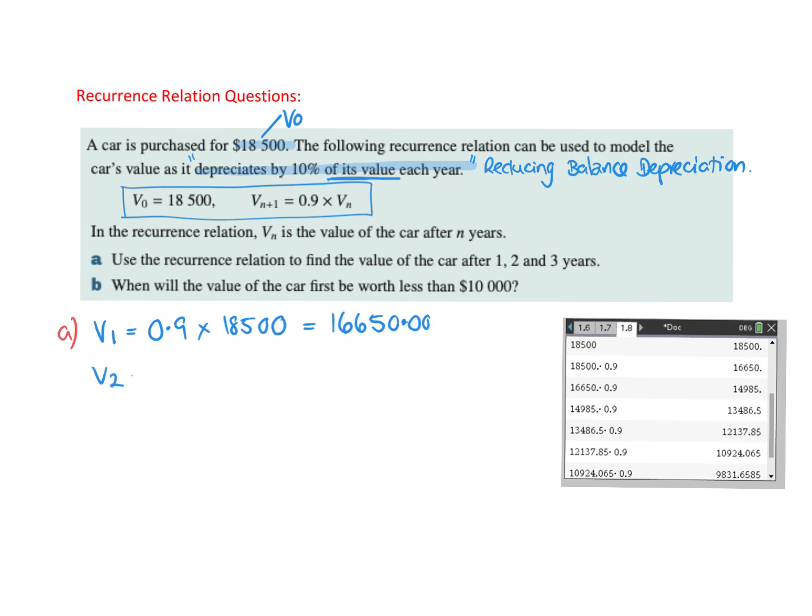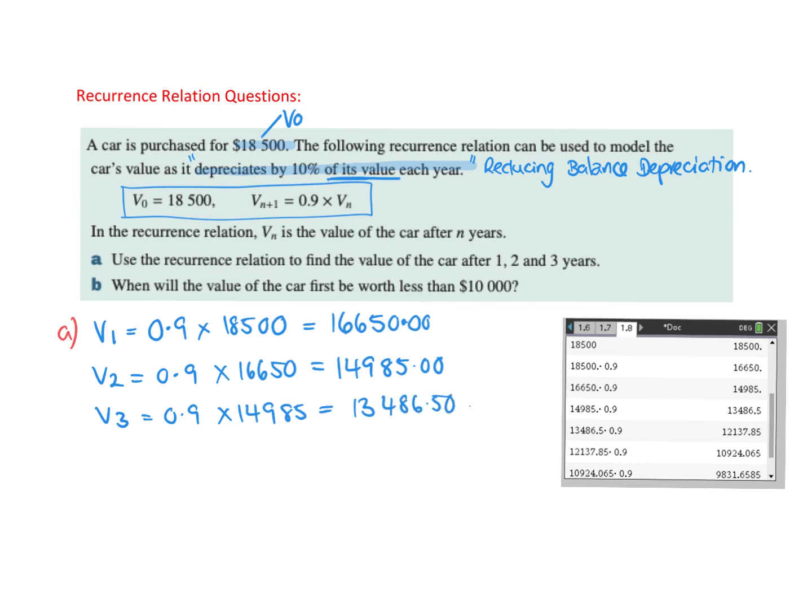So then V2 will be 0.9 times the one before. So I show that it's the one before, and then I write my answer, which is 985.00, and then V3 equals 0.9 times the one before, which equals 13486.50. So just to help you, remind you, I've put over here on the calculator.